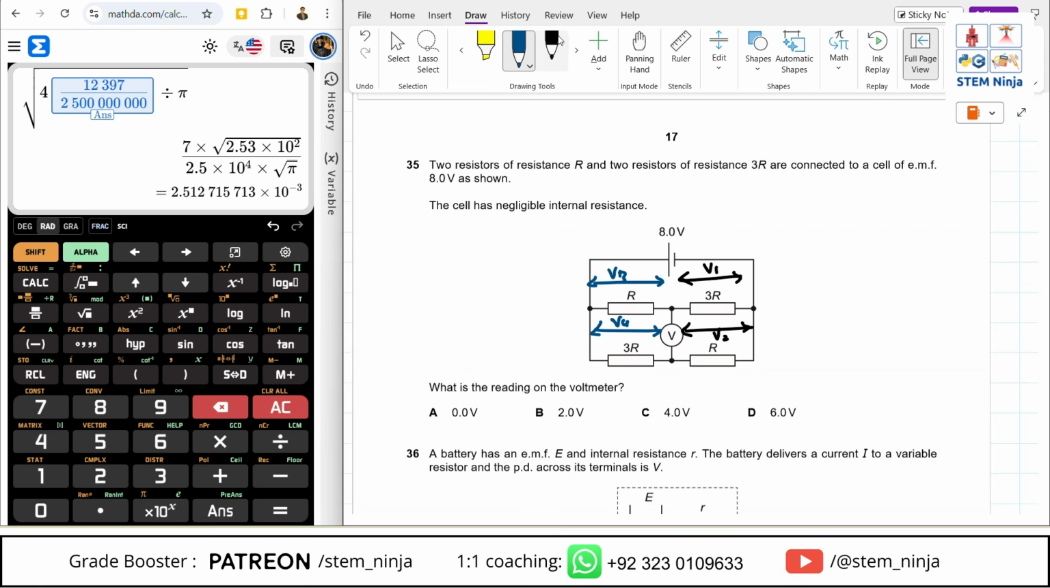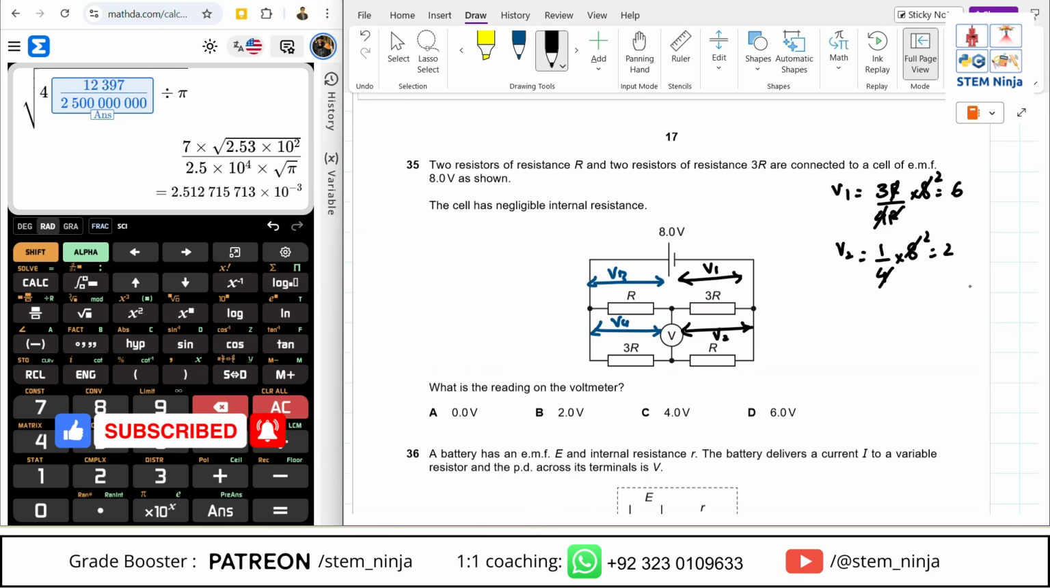So, for example, if we go the black way, 3R over R basically means that the potential difference V1 would be 3R over 4R, because 3R plus R, times 8, R cancelled by R, 4 times 2, 3 times 2, 6. So V1 is 6. V2 on the other hand is going to be R over 4R, times 8, so that is just 2.